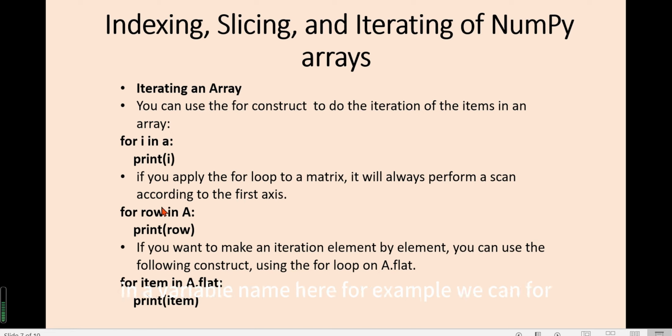If you want to iterate element by element, you can use the following construct, using the for loop with flat. So we can write, if we print all the elements in an array, it is different here, because here each row is an array. But here we can write for item in A.flat. With A.flat, the matrix will be flattened, element by element, into one dimension, like so. Then we can print item. The result is a one-dimensional array.